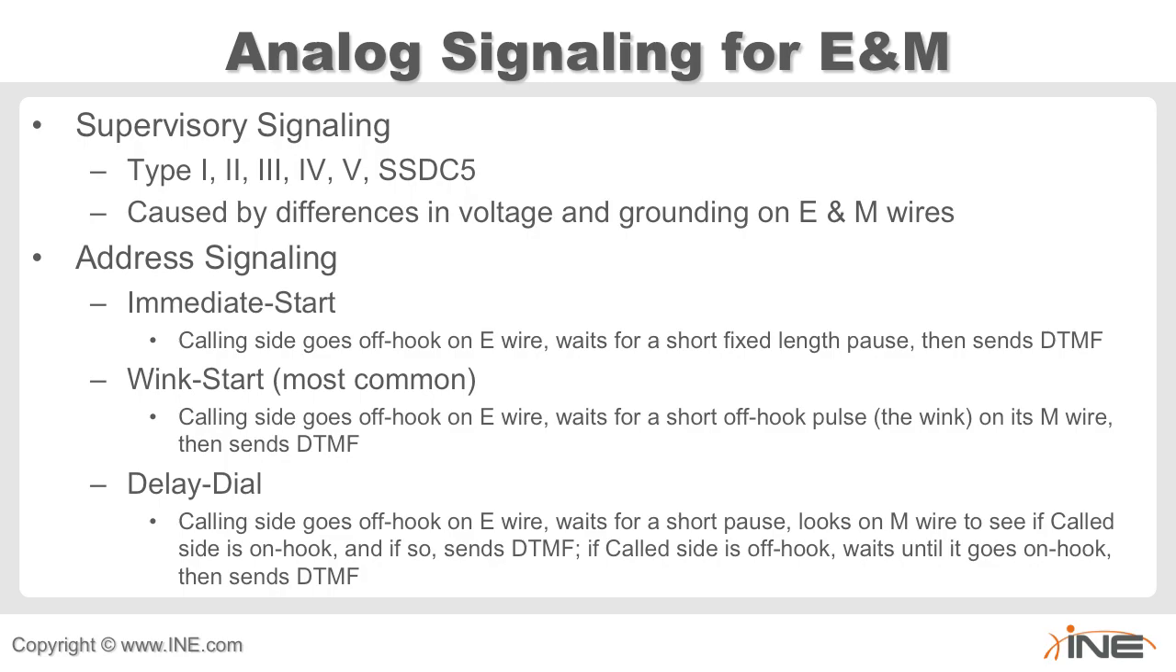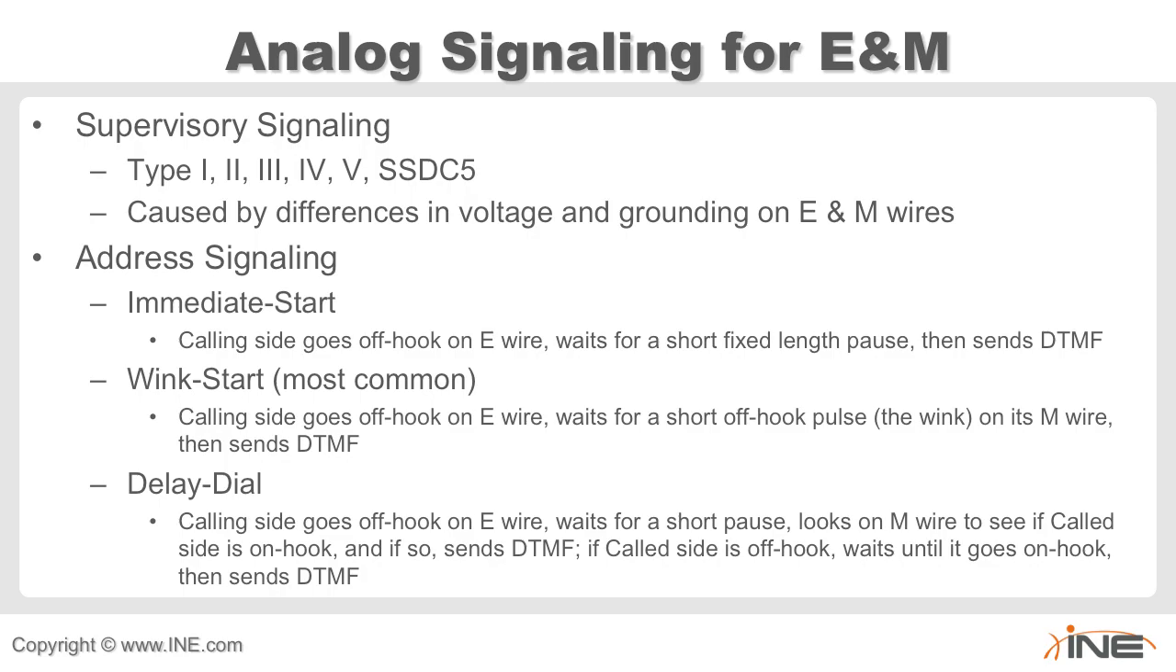So we have 3 different types of address signaling for E&M: wink start, which is the most common, delay dial, and immediate start. With immediate start, the calling side goes off hook on the E wire, and it waits for a short but fixed length pause, and then it sends DTMF. So it immediately starts sending DTMF after a short pause. It doesn't wait for any return indication that it's okay to go ahead and send.